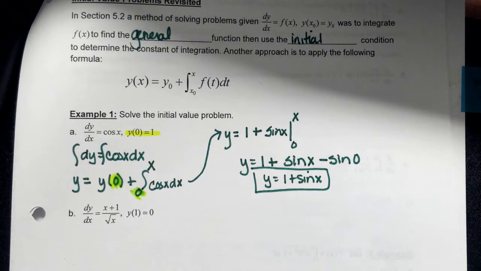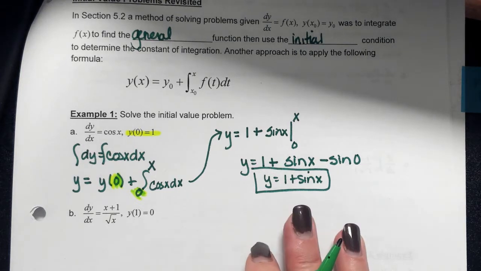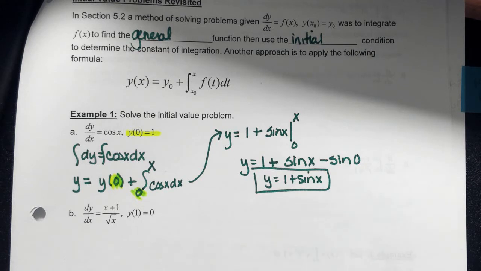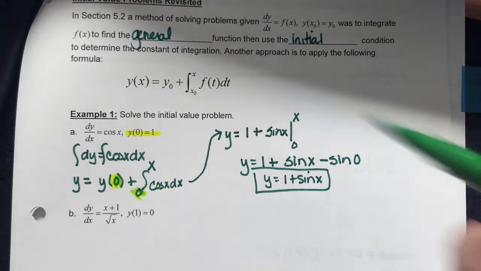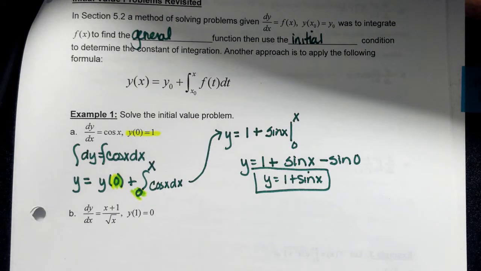Had I used my indefinite integral, had I just integrated cosine x and got sine x and wrote the plus c, plugged in the 0 for x and 1 for y, you'll get the same exact answer. It's just another way to handle those initial value problems. So any questions on that one? Yes? There's problems where it'll be easier to do it this way. But I guess when we get to accumulation next week, you'll want to be able to do it this way.